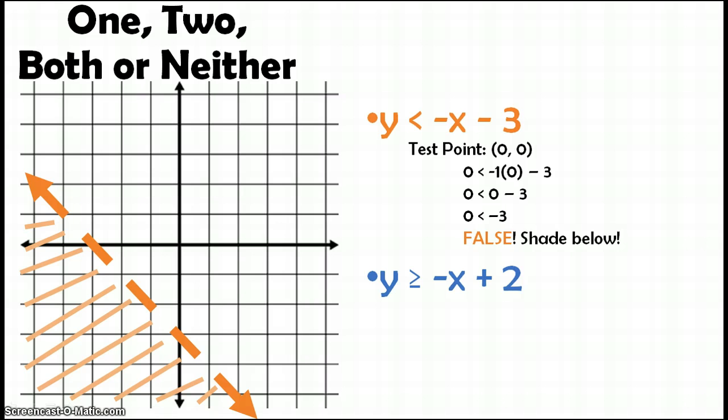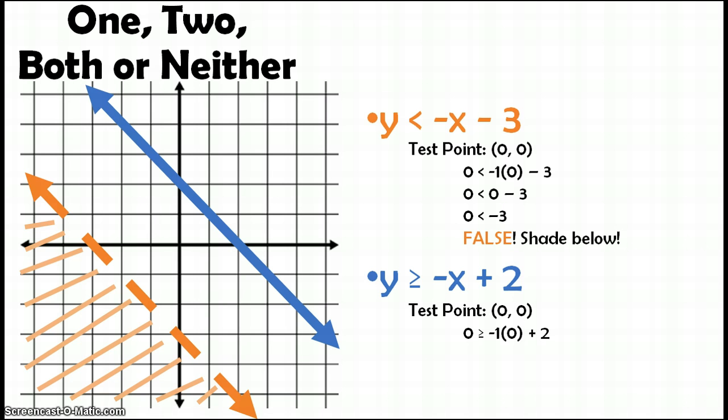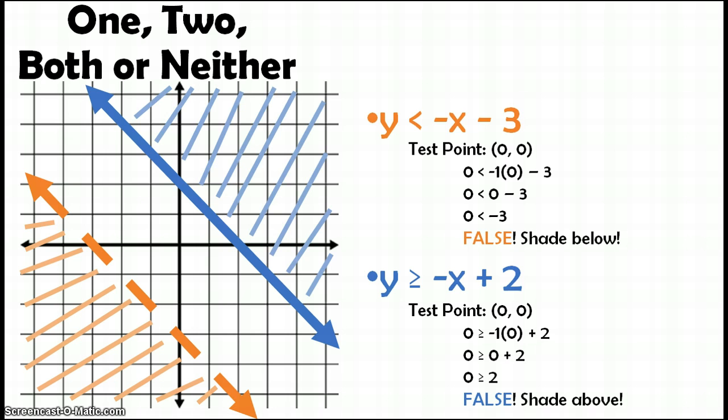Our second equation, we're going to start at positive 2 and go up 1 over 1. It's a solid line because it's greater than or equal to. If we pick a test point of 0, 0, put 0 in for x and 0 in for y and solve, and we have 0 is greater than or equal to 2. This is false, so we're going to shade above the line.